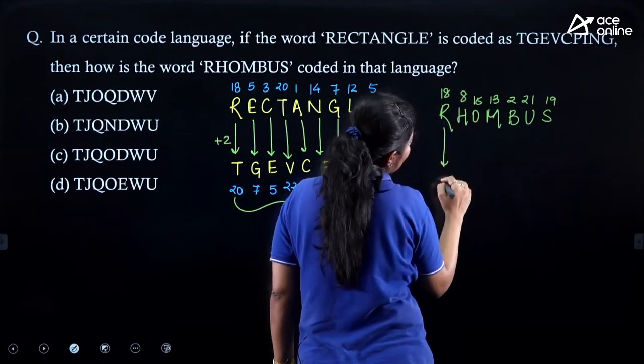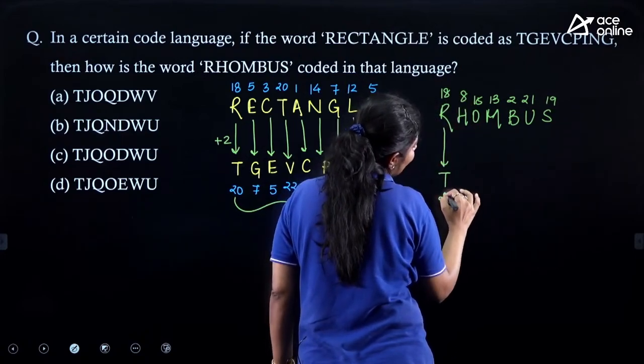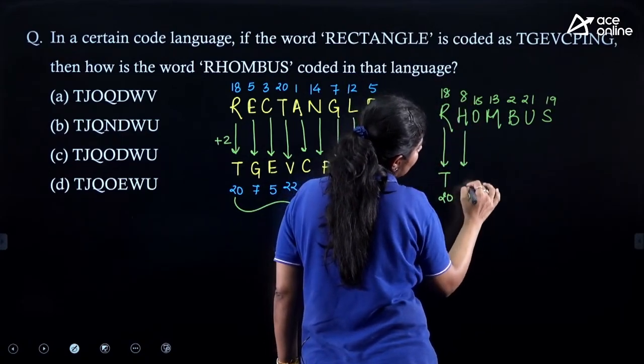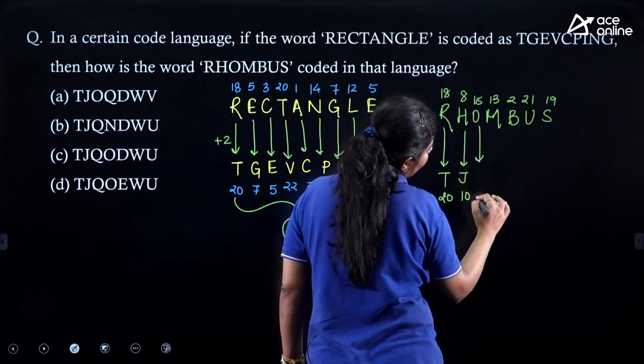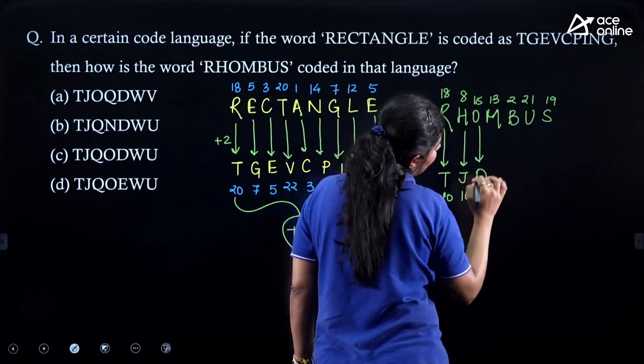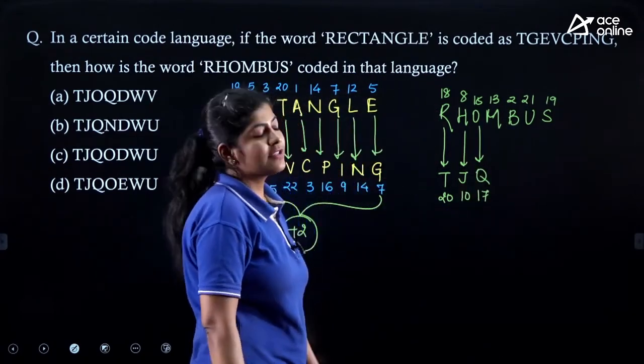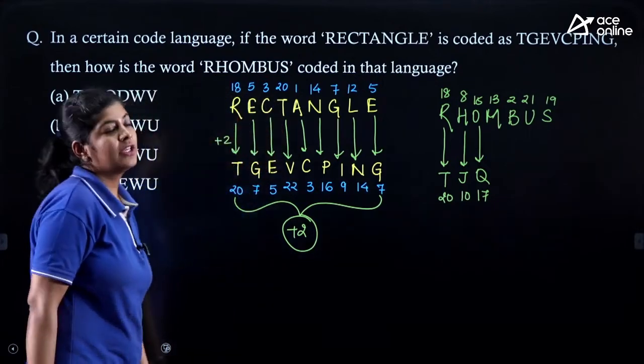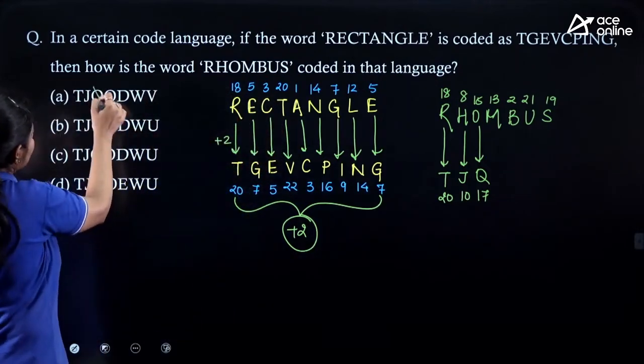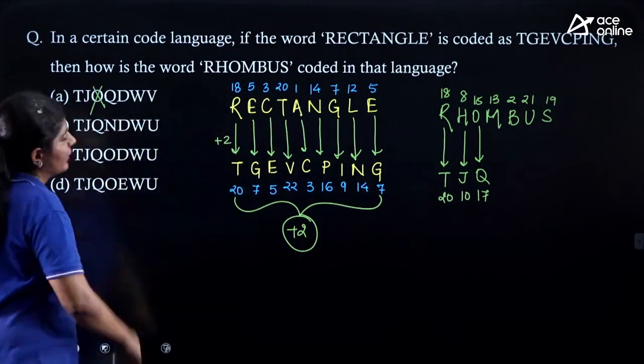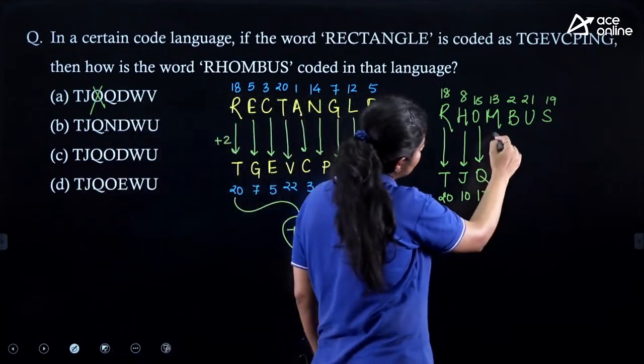Plus 2, it will become 20, 20 is associated with T, 10, 10 is associated with J, 15, 17 is associated with Q. So my answer should start with T, J, Q. Okay, we are still left with 3 options.